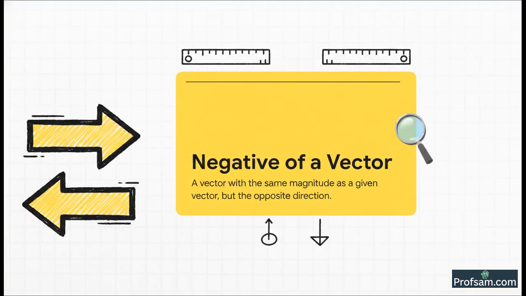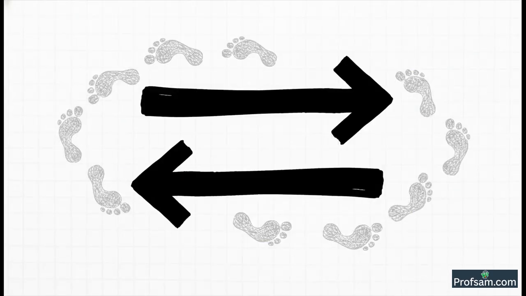So let's meet the negative of a vector. This one is very intuitive. It's a vector that has the exact same magnitude, the same length, as another vector, but it just points in the complete opposite direction. This player's special ability is basically the reverse move. It's like walking 10 steps forward and then turning around and walking 10 steps backward. The magnitude of your movement is the same in both cases, 10 steps, but your direction is the complete opposite.